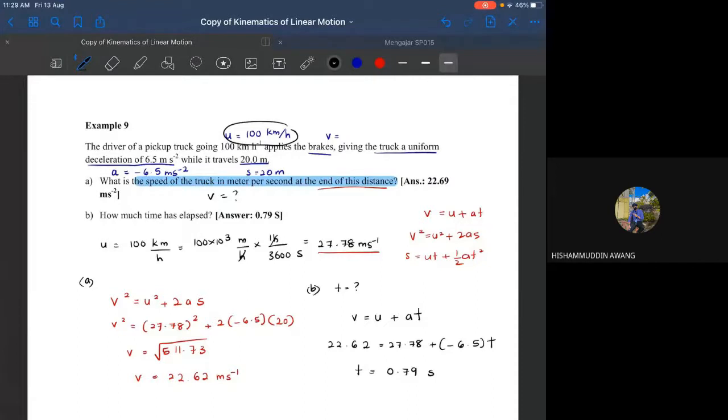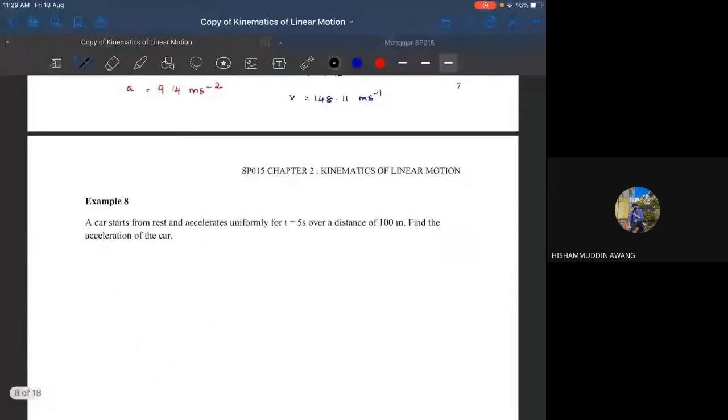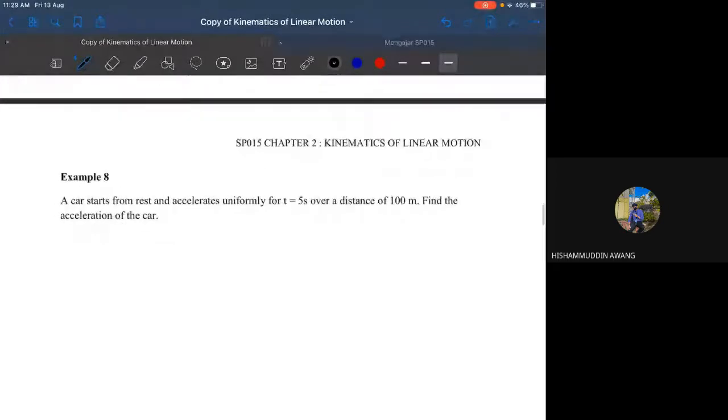Example ni, kita buatlah example A ni. Example A ni pun senang juga. Yang example 10 tu susah sikit, okay. So, a car starts from rest, so dah beritahu lah U equals to 0 ms negative 1, and then accelerates uniformly. Dia tak beritahu acceleration berapa. Dia kasih time sama dengan 5 second over a distance of 100 meter. So dia nak acceleration.